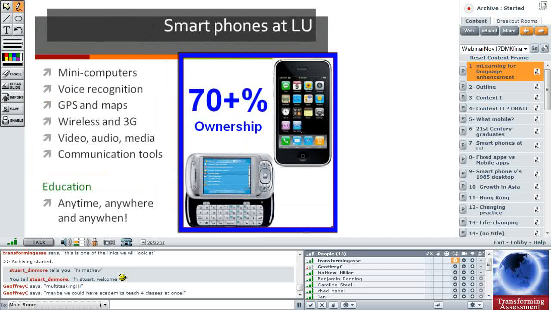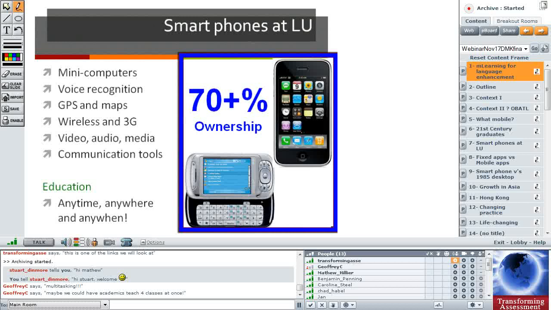Now, we've done quite a bit of research before we started this particular project, and we find that about 70% of our students actually have smartphones. That is, phones with wireless, 3G, internet, and email capability. So in theory, we could improve communication and processes pretty much any time and anywhere and anywhen around the campus.